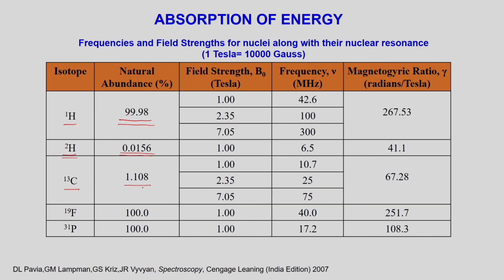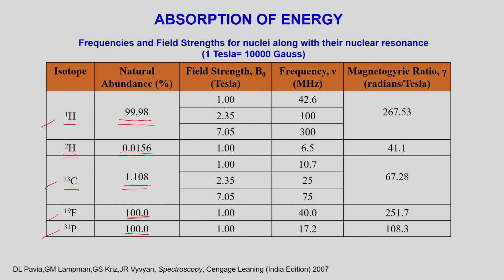C13 is also good, at 1.108%, but many features are not observable in C13. And then we have fluorine, which is 100%, and phosphorus, which is again 100% available. So, fluorine and phosphorus are very available. In a modern NMR spectrophotometer, you have different probes for these types of nuclei. These are used for special circumstances, but proton and carbon NMR are the most common, used in routine work by organic chemists or chemical engineers.